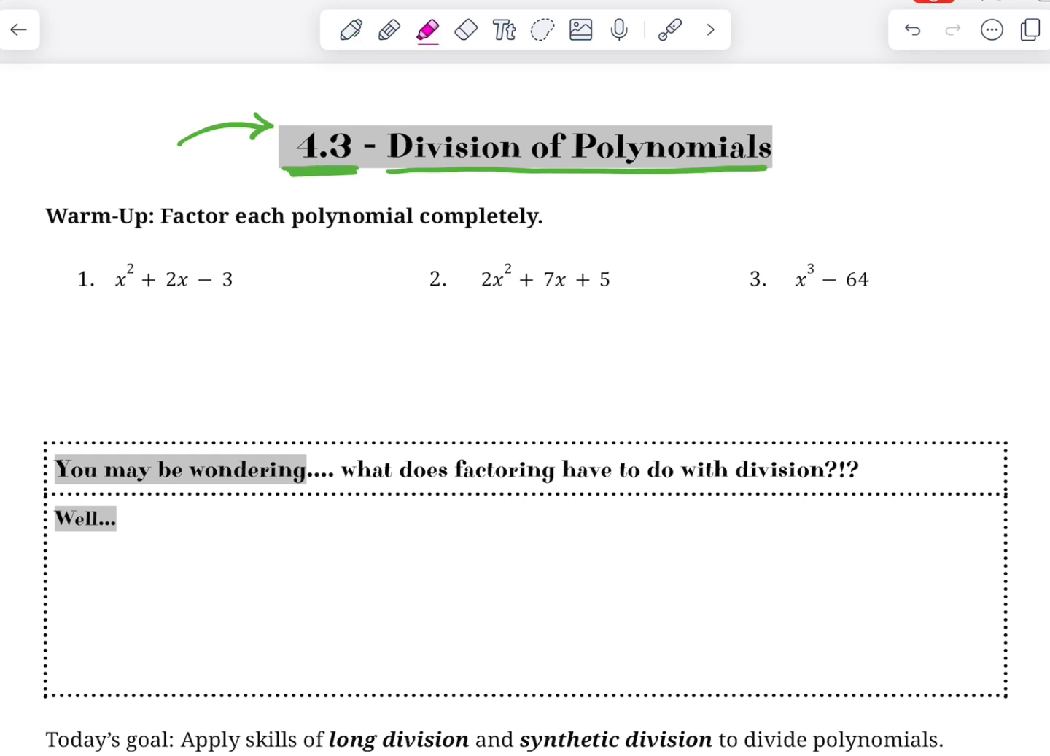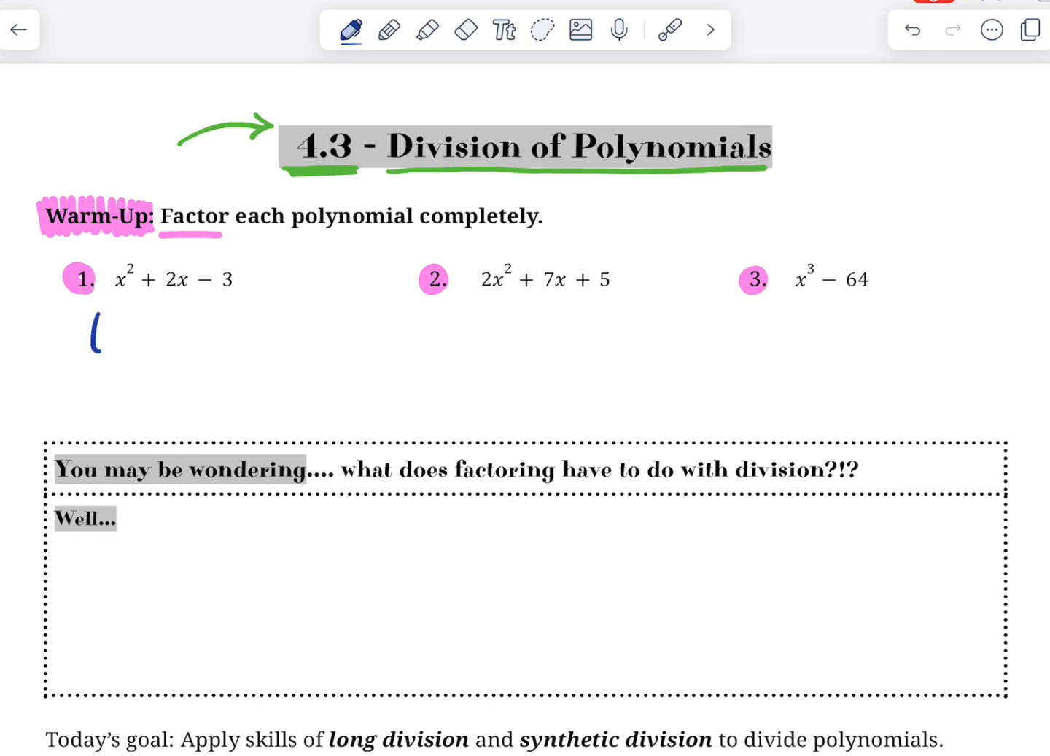Okay, so first things first, I've got a little warm-up for you, okay? So right now you should pause and write down problems 1, 2, and 3, and they are asking you to factor completely. Okay, so take a moment, pause the video, and factor each one of these polynomials. Okay, hopefully you've come back from pause.